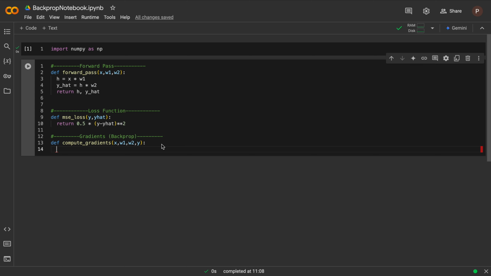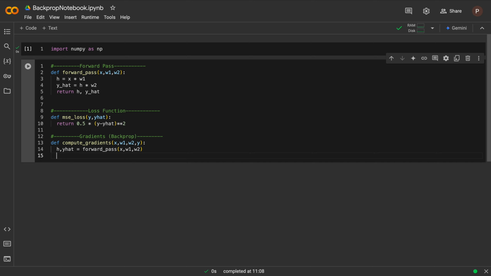Okay? So now we're going to have h and y hat is going to be equal to, we call the forward_pass function that we defined above. And we call it with our current x, w1, and w2. Because remember, we're going to need the h and the y hat in order to compute the gradients.